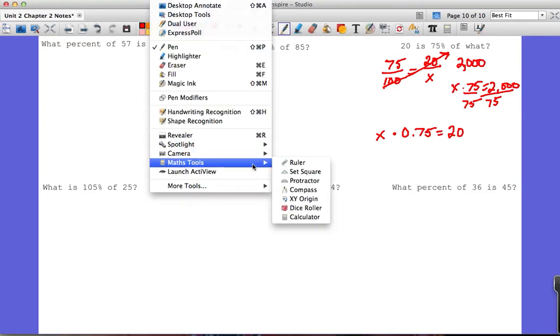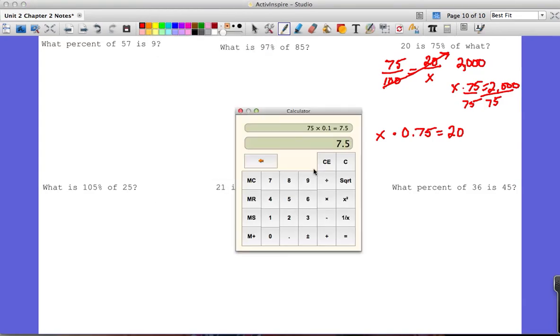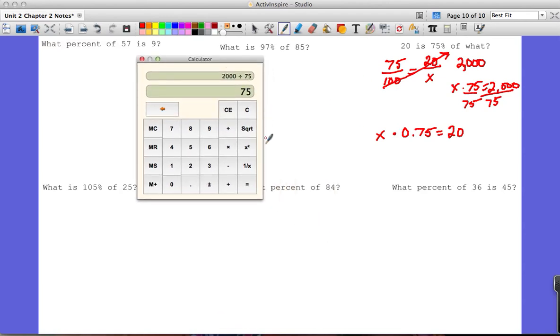Okay, so I can grab my tools, get that calculator back out here. 2,000 divided by 75 is equal to, so x is equal to 26 and 6/10 repeating. So now I should get the same thing over here. So I have to divide by 75 hundredths. 20 divided by 75 hundredths gets me x equals 26 and 6/10 repeating.